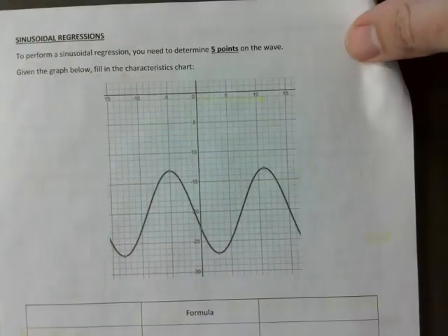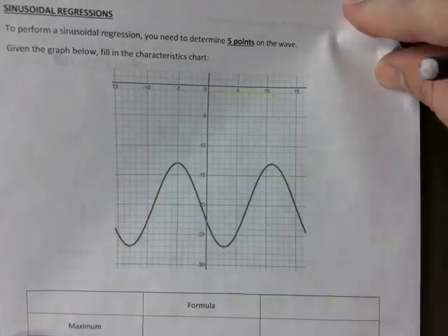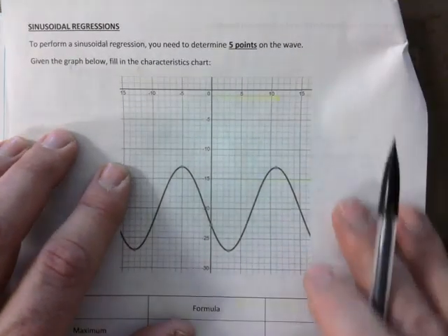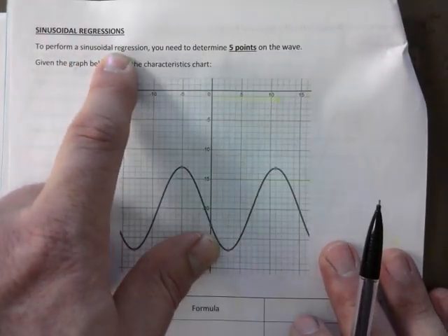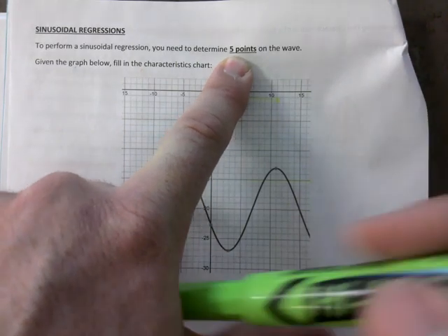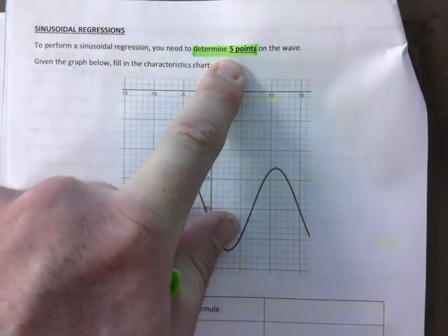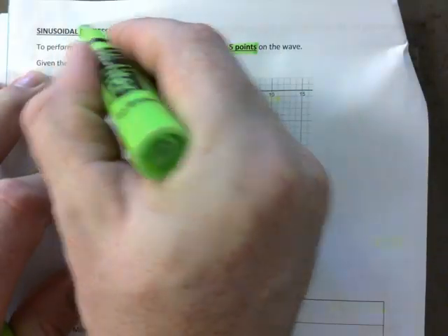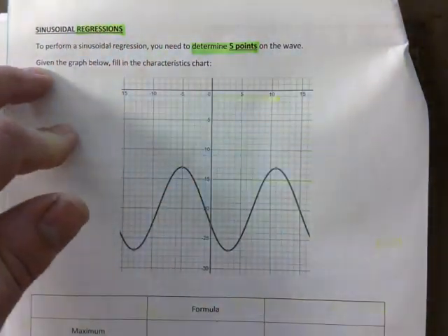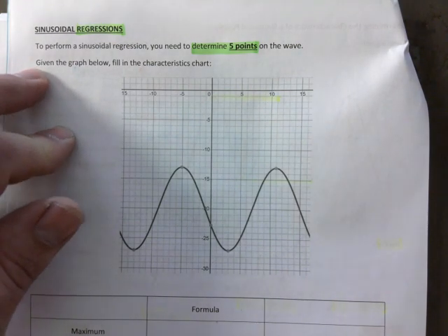Okay. Question 5. Sinusoidal regressions. To perform a sinusoidal regression, you need to determine how many points? You need to make sure you understand it's 5, or else you're going to be in trouble. It's going to give you an error. You need 5.